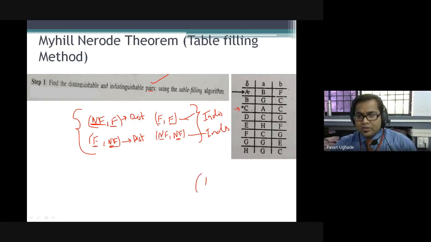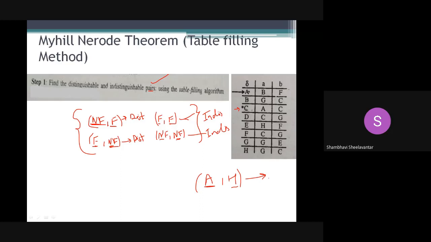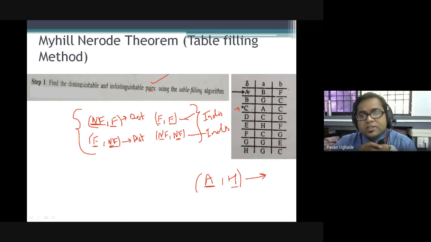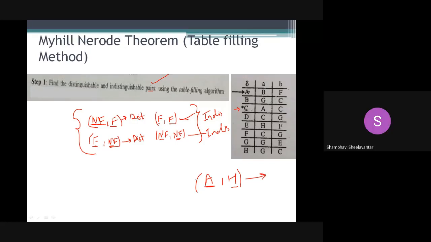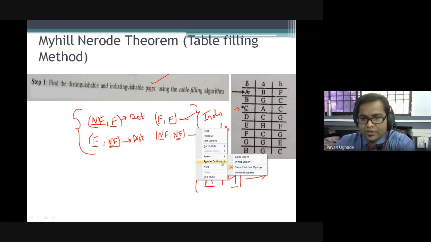So if I make the combination of A with H, what can you call this? Indistinguishable or distinguishable? Distinguishable, how beta? What is A state? A is a final or non-final state, beta? Non-final. Yeah, you are right, it is non-final, so I'll just write down here non-final.